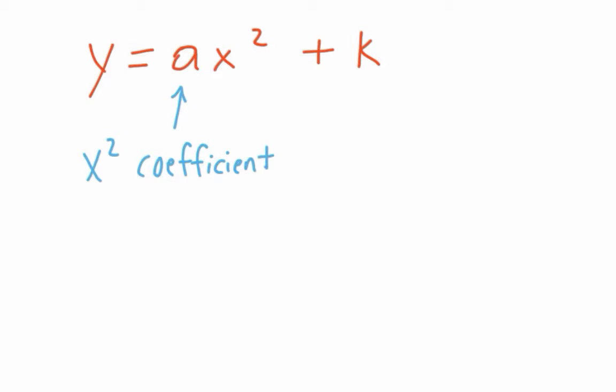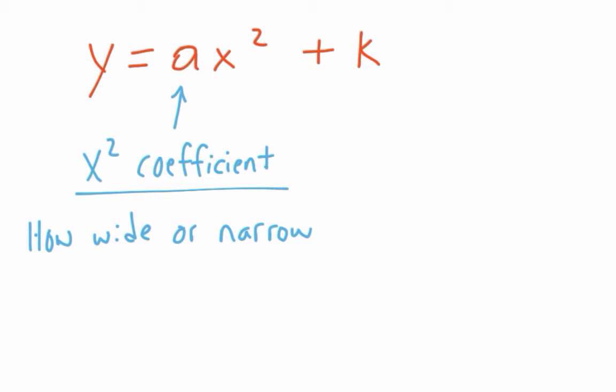A coefficient is just a number in front of a variable. A is the number in front of x squared, so it's the x squared coefficient. So what that does is it impacts how wide or narrow the parabola is.